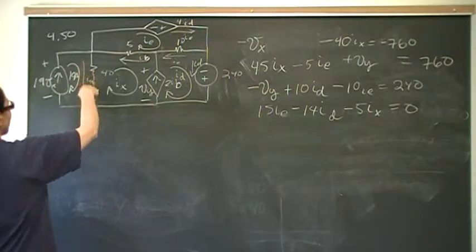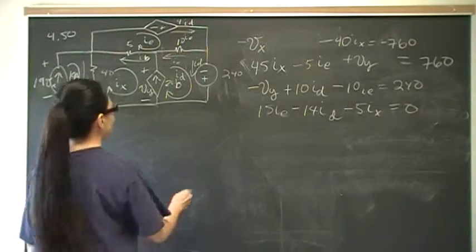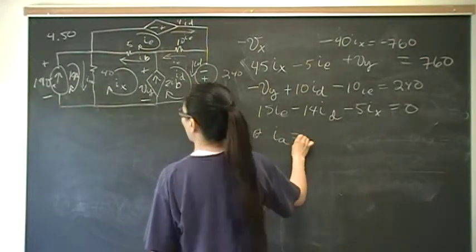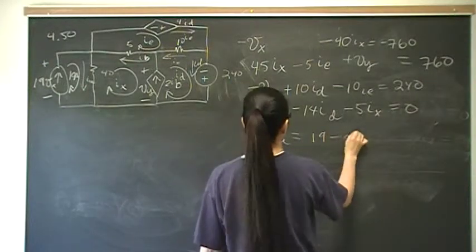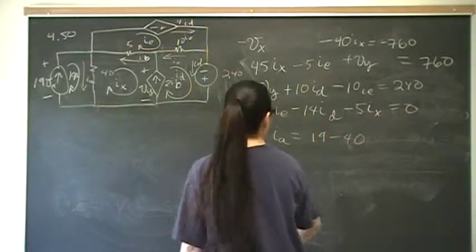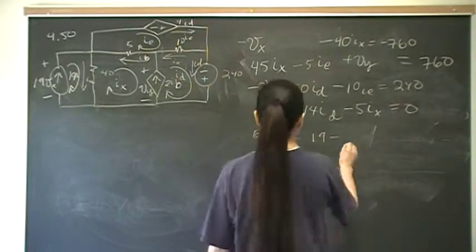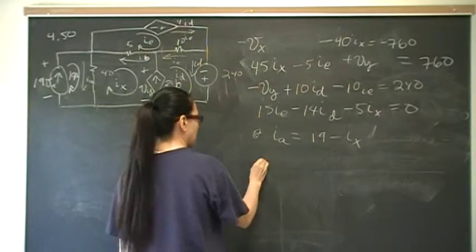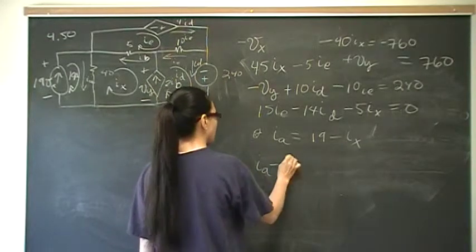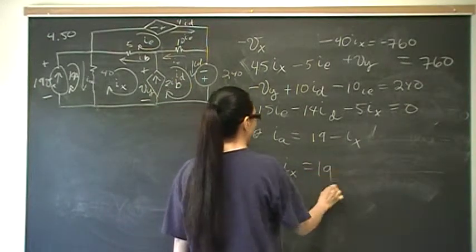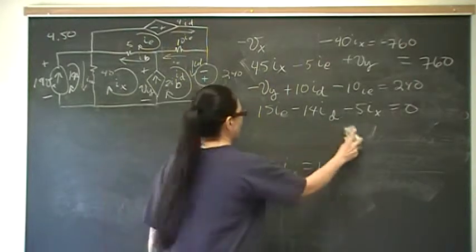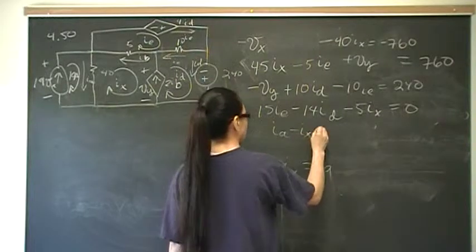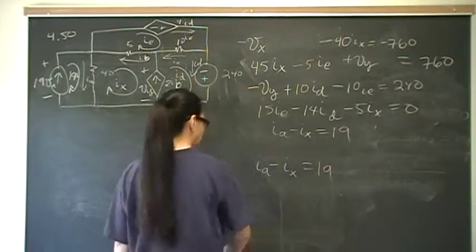So this current, we're looking for IA, right? So we got IA is equal to 19 minus 40. Oh, not 40, but 19 amps minus Ix. Okay, so I'm going to move the Ix over here. So it's going to be IA minus Ix is equal to 19 amps. That's going to be one of my constraint equations. So IA minus Ix is equal to 19.